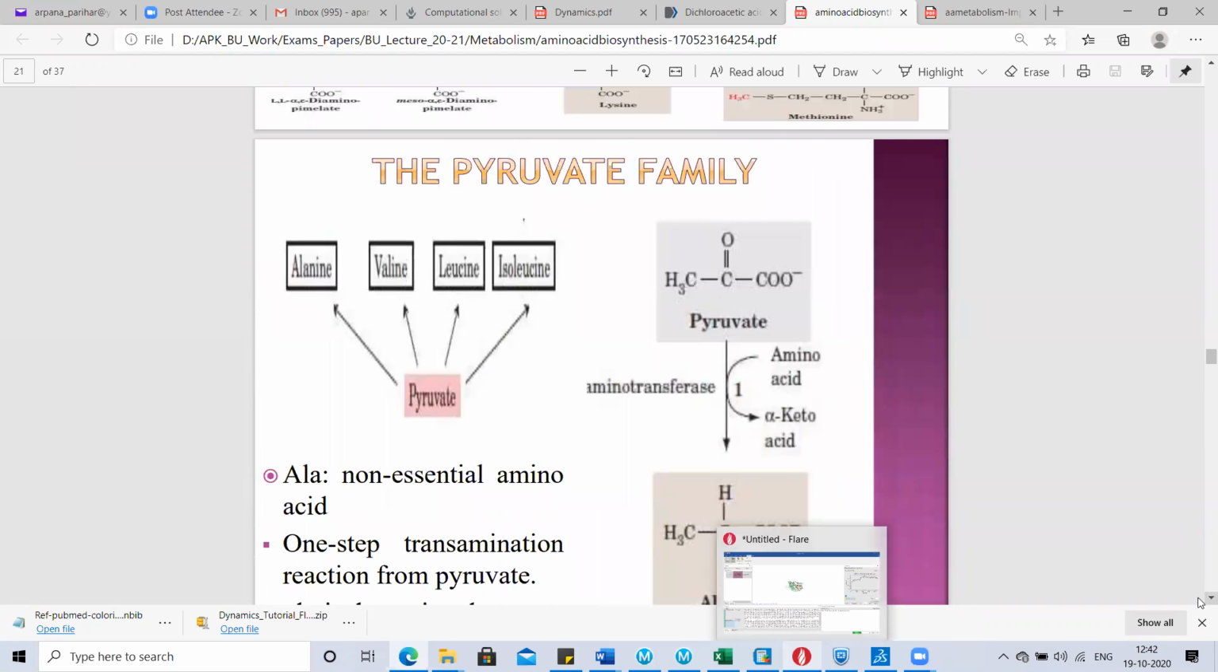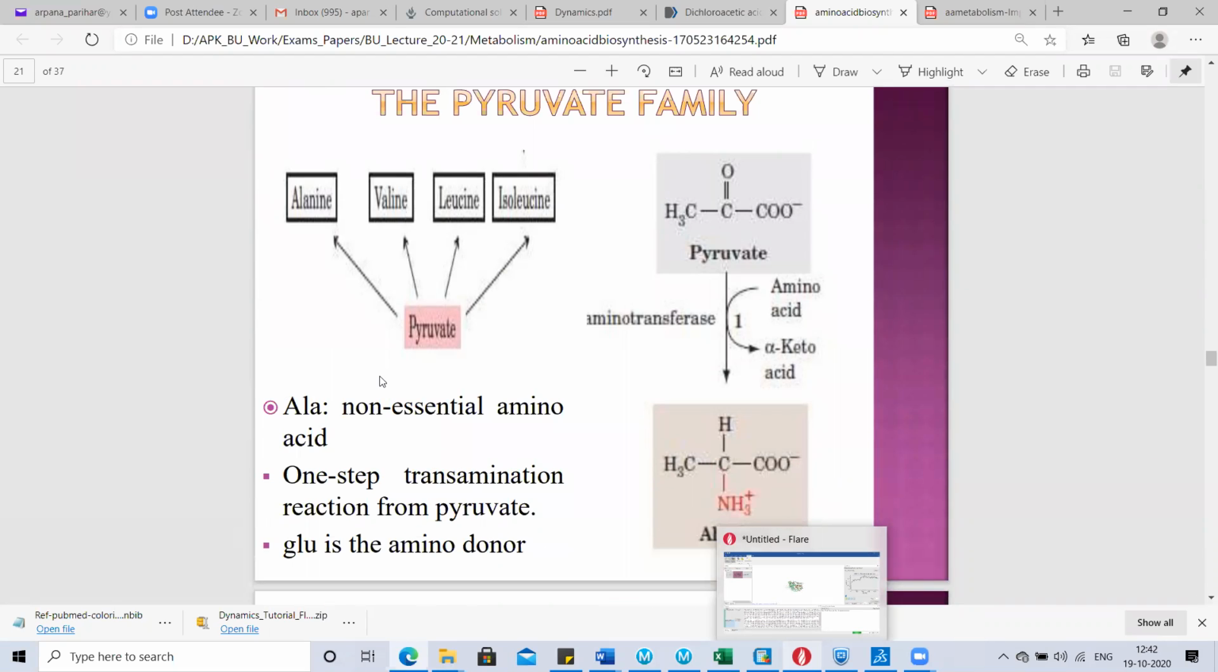The next family is the pyruvate family, where pyruvate is involved in the synthesis of alanine, valine, leucine, and isoleucine. Alanine is a non-essential amino acid. A simple transamination reaction can convert pyruvate into alanine. Just removal of this keto group and addition of an amino group here can convert pyruvate to alanine. And here glutamate can donate this amino group, and after donation it is converted into an alpha keto acid.